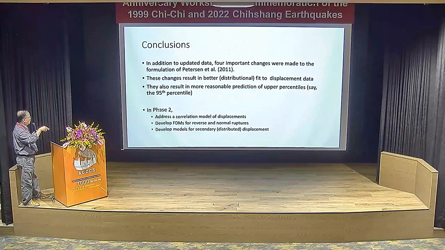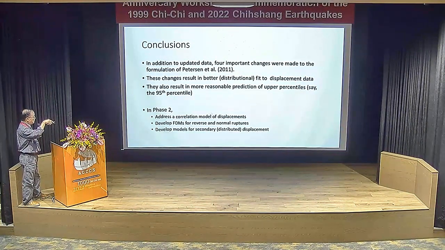In phase 2, we still have a lot of work to do. We will address the correlation issues that have been implemented in the Norm's model. I think those correlations will be useful, and we need to address that, and we haven't addressed it yet.